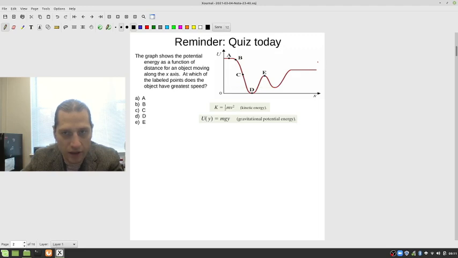Finally, here it's at some constant gravitational potential, so its kinetic energy and its potential energy are constant along that stretch. Okay, so it asks, at which of the labeled points does the object have the greatest speed? Well, it's got to be right there. How do I know? Because the total amount of energy is constant.